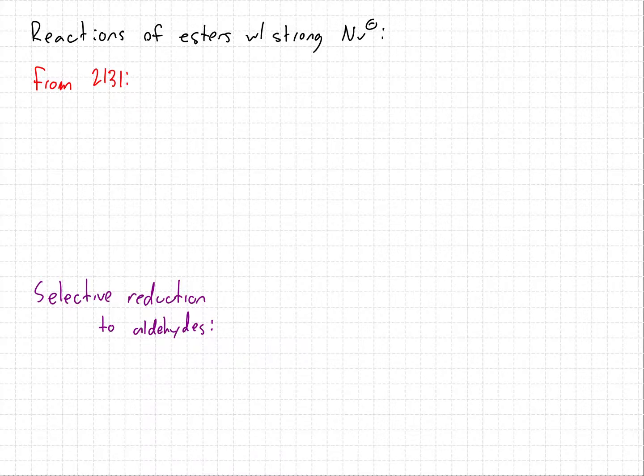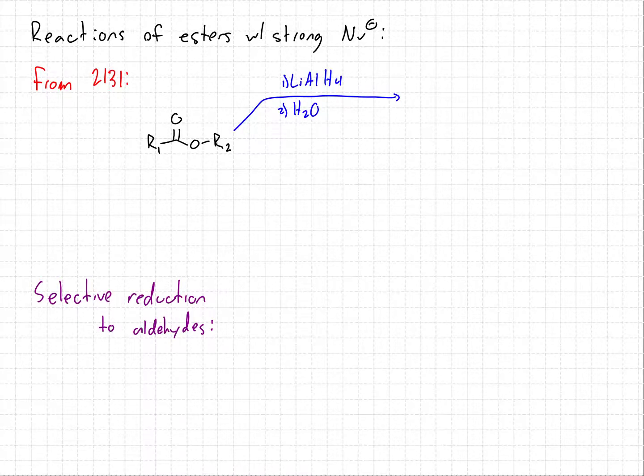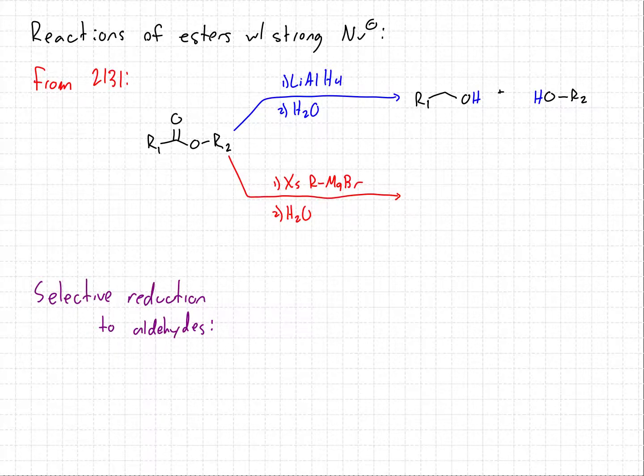In 2131, what we saw is that if you treat an ester with lithium aluminum hydride followed by aqueous workup, you get a primary alcohol and the alcohol group from the ester that will be cleaved off when this reaction occurs. The same thing happens if we treat it with an organometallic reagent like a Grignard or organolithium reagent, although in this case we get a tertiary alcohol and we've cleaved off the ester as a leaving group as well.